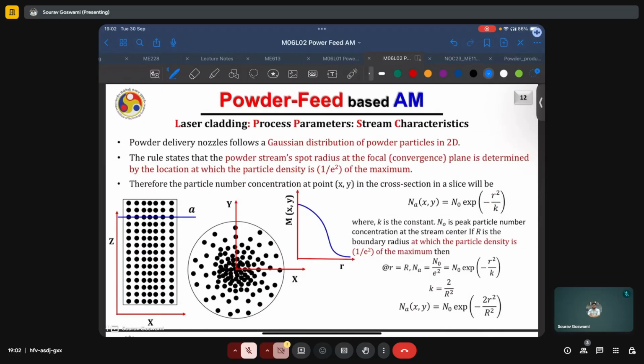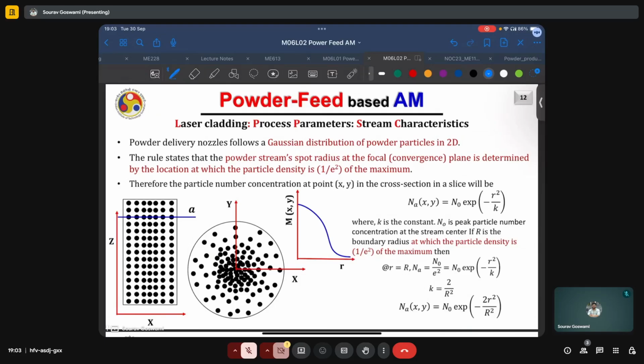The distribution of powder particles that are delivered from such a nozzle may be assumed to follow a Gaussian distribution in 2D space. In a 2D plane, as per the rule of Gaussian distribution, the powder stream's spot radius at the focal or convergence plane is determined by the location at which the particle density is 1 by e square of the maximum. Theoretically, we know that for a Gaussian distribution, there is no sharp radius or sharp boundary at which this distribution will end. However, 95% of all the powder particles or intensity contained within it can be limited to a radius of 1 by e square.